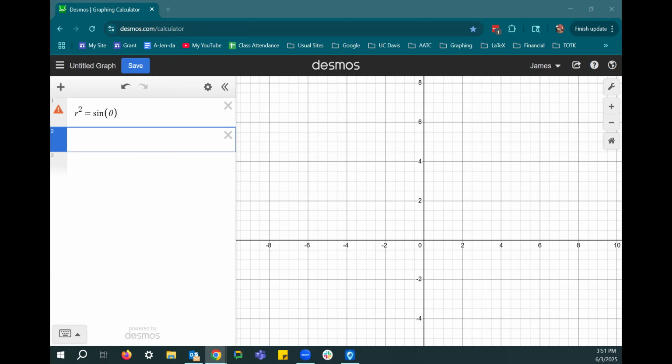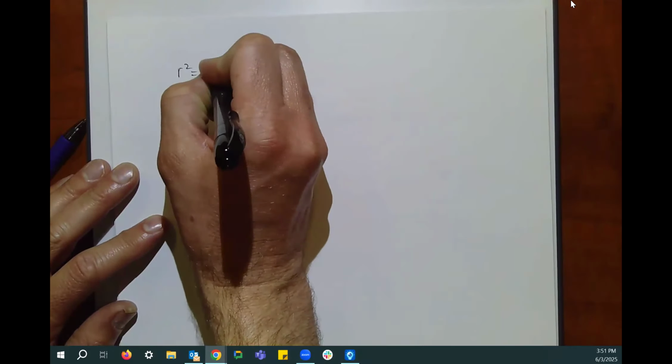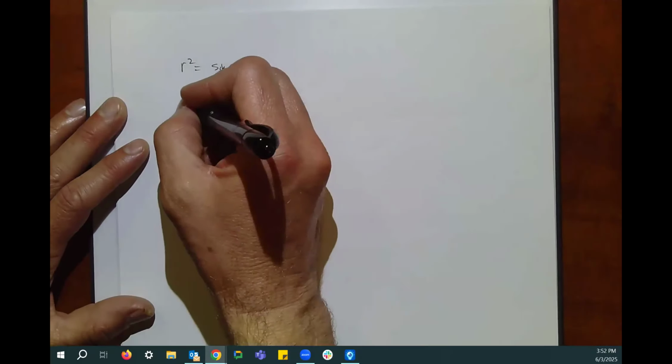I know you're all very excited to watch me graph weird polar graphs, but you're welcome to do this. So if I was trying to graph r squared equal to sine theta, your book does something weird. One sec here. So they do something like this. That is bizarre. Here's what your book does.